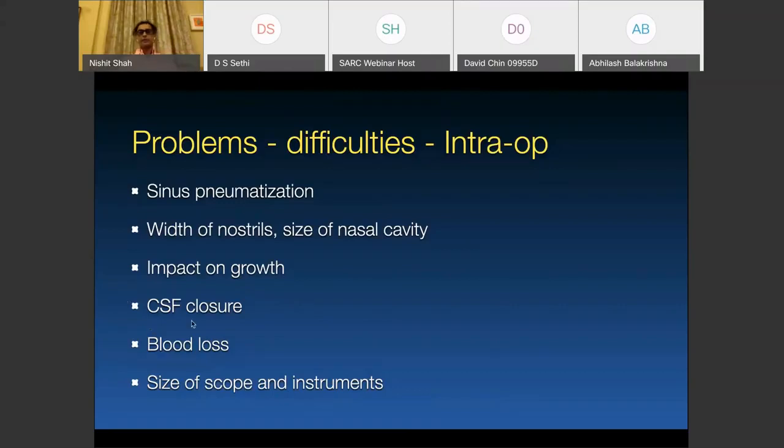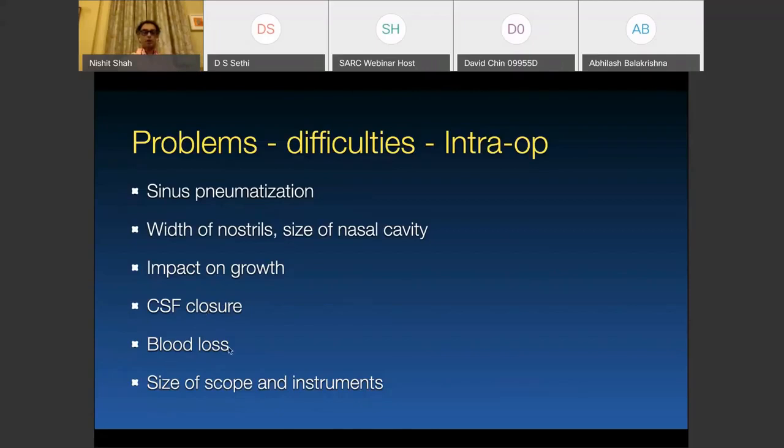CSF closure really remains the building block on which all these surgeries are done. And the confidence that the neurosurgeon has in the ability of the ENT surgeon to close defects in skull-base surgery will really determine how much work you do together. This has been one of the biggest issues that have delayed the spread of work from transcranial to endonasal. And of course, remember that with children, CSF closure can be not just more difficult intra-op, but you will have various post-op issues to deal with, which makes it more difficult.